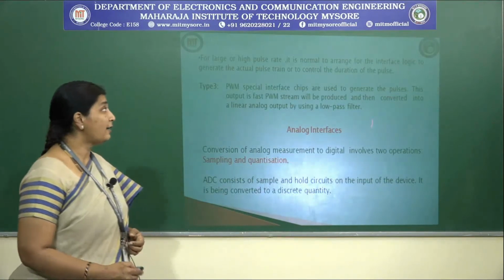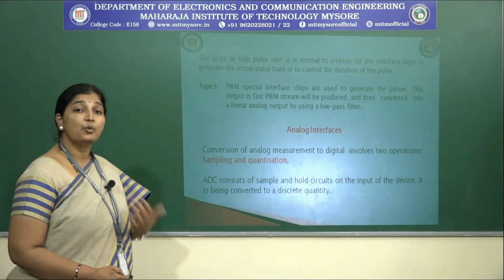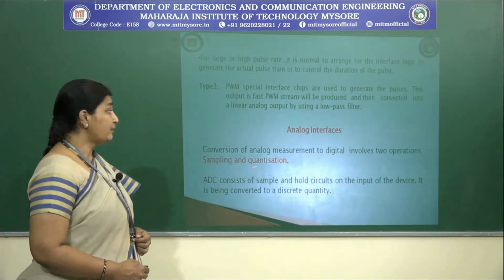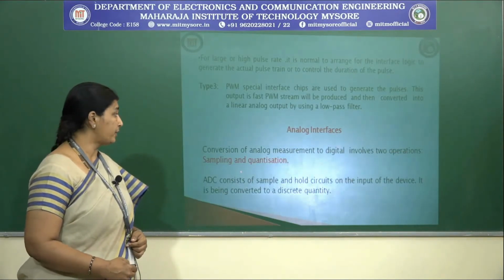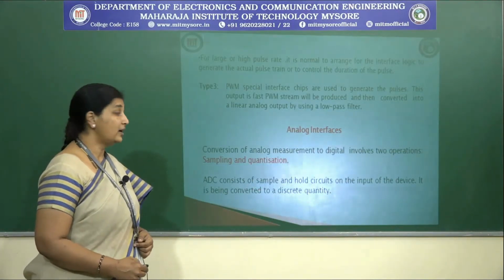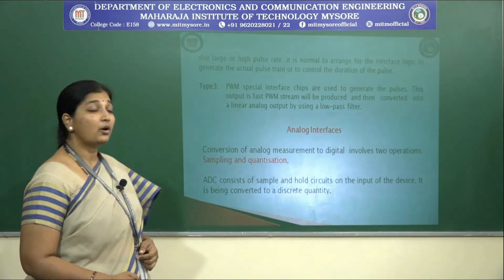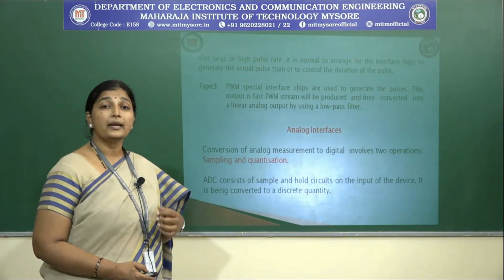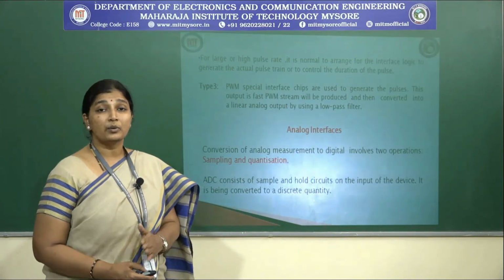So after knowing all these 3 types of pulse interface, let us move on to what is meant by an analog interface. Conversion of analog measurement to digital involves 2 operations. One is called sampling, the other is called quantization. So here you have conversion of analog measurement. What is an analog measurement? Analog measurements are measurements which are continuous with respect to time.